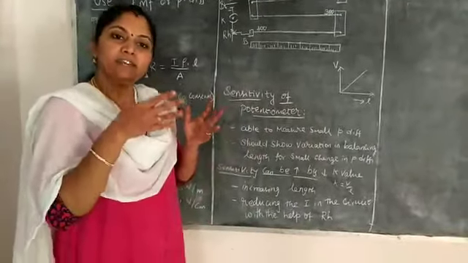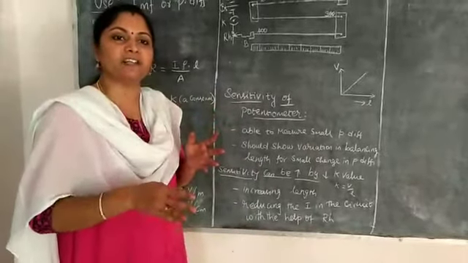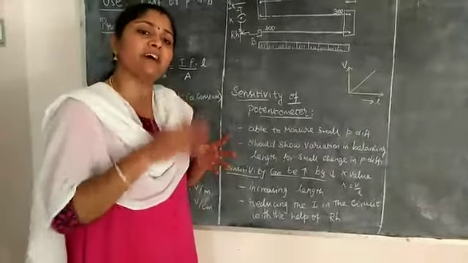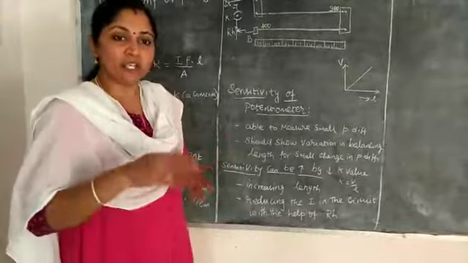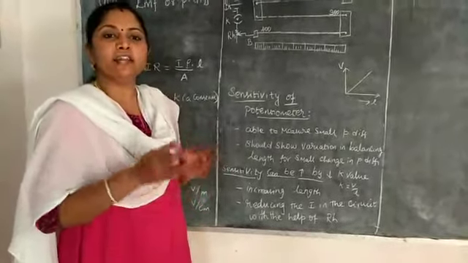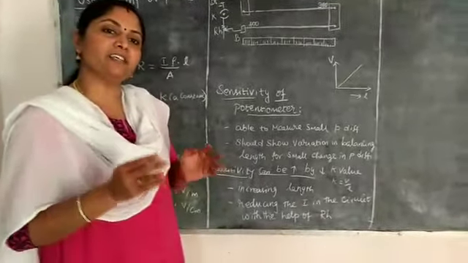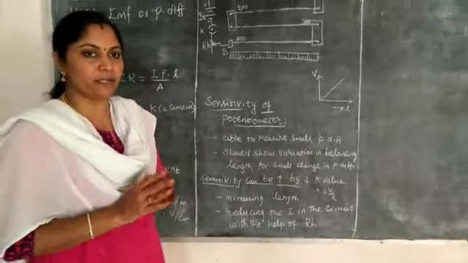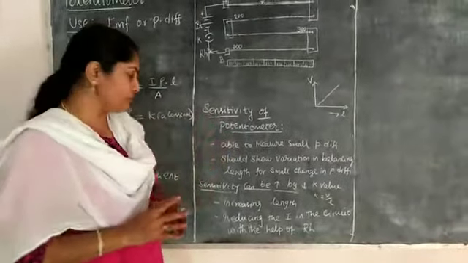So when there is a small change in potential difference, that should show the variation in balancing length. Change in balancing length, then only is it able to measure the small potential difference. Okay, then only that is a sensitive potentiometer.